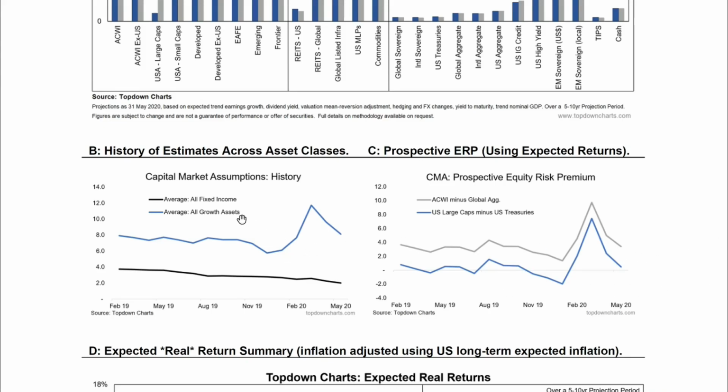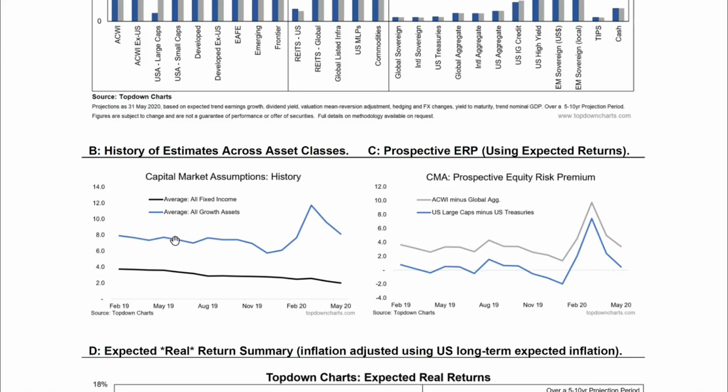And on the chart on the left here, all I've done is taken, for the black line there, the average across all fixed income assets, so all of these ones on the right panel there. And then in the blue line, the average of all growth assets, so really everything that's not fixed income. And you can see there's a couple of things to talk about in this one. First of all, fixed income has been basically trending down. So that kind of speaks for itself.